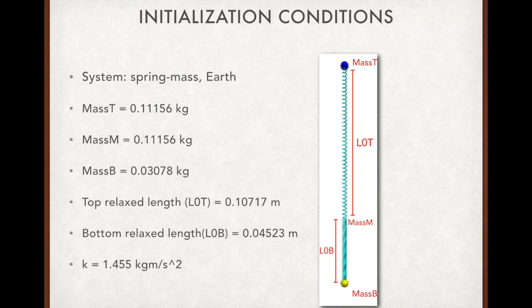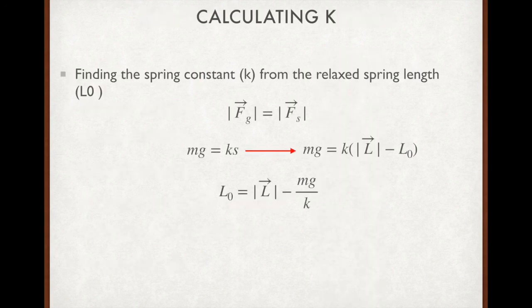Ideally, I would predict this motion with upwards of 30 masses to represent a more evenly distributed mass of the Slinky. I set my origin to be mass B, the bottom of the Slinky. I calculated the spring constant, K, using the relaxed spring length and mass values that I found online. I set the force of gravity equal to the force of the spring, which represents the spring in its equilibrium position. I then plugged in my values for mass and S, the stretch of the spring, to find K.